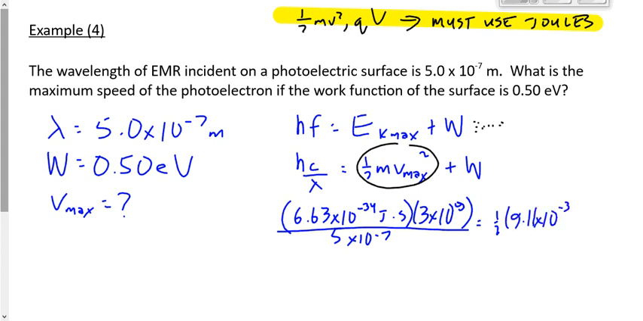Austin asked, the mass, is that the mass of the electron? Yes, it is. It's an electron that's ejected with kinetic energy, so the mass we use is the mass of the electron. Plus the work function. That work function is 8 times 10 to the negative 20 joules. We can convert electron volts to joules, and that's what you have to do here. You've got to use joules through this whole problem.